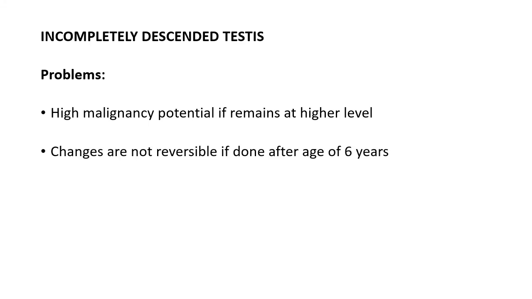Next, the changes are not reversible if the procedure is done after 6 years. That means the patient comes late and the changes are already established. Then you will not get the desired effect. If the patient is coming with an infertility complaint at the age of say after 20 or 22 or during any adult age, even if you bring the testes down easily, still the changes are permanent. It is not going to improve the infertility.